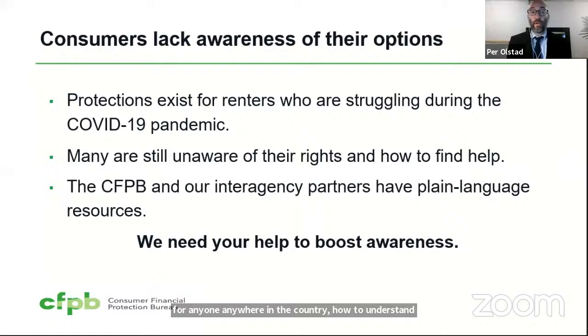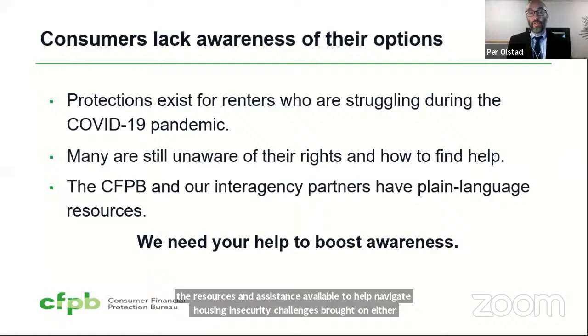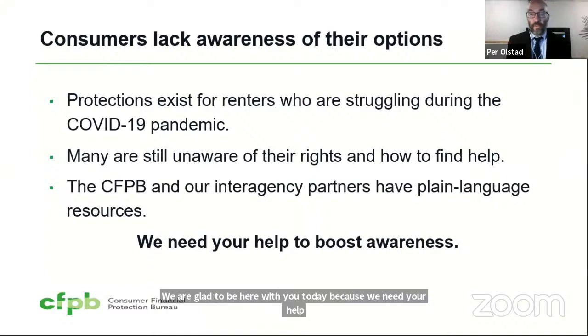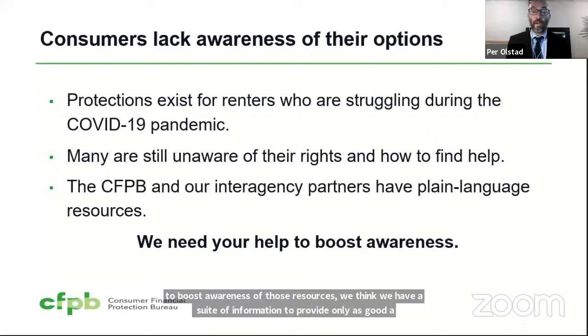The resources we offer focus on plain language, action-oriented steps to connect people to the resources in their communities. But we're very glad to be here with you all today because we need your help to boost awareness of those resources. We think we have a great suite of information to provide. It's only as good as the number of people who see it. So whatever you can do to help boost awareness of those resources, we greatly appreciate it.